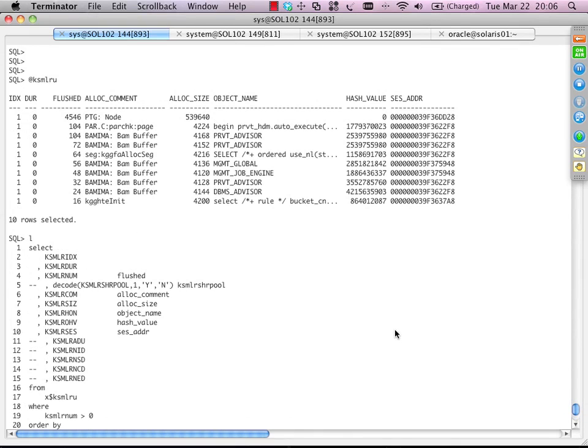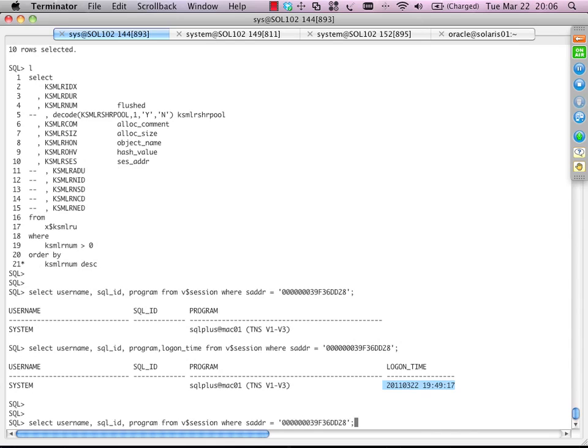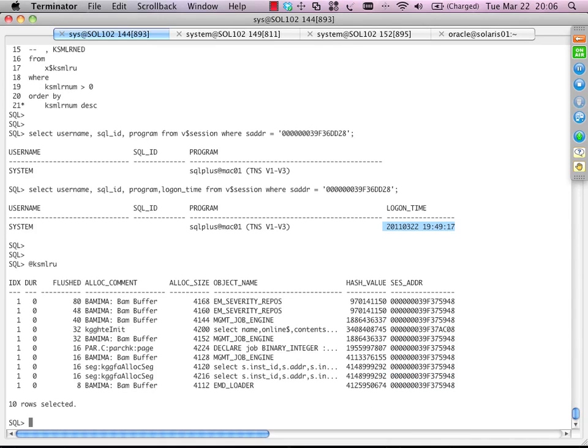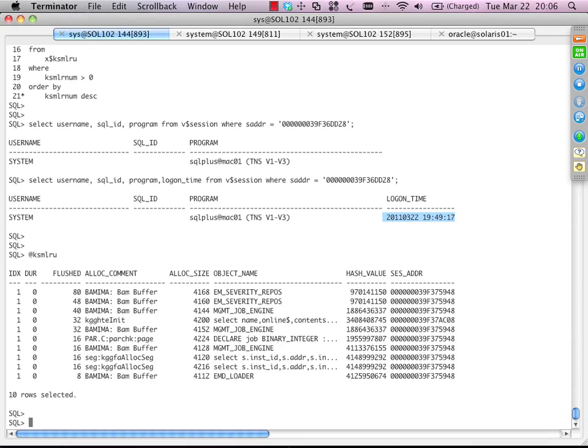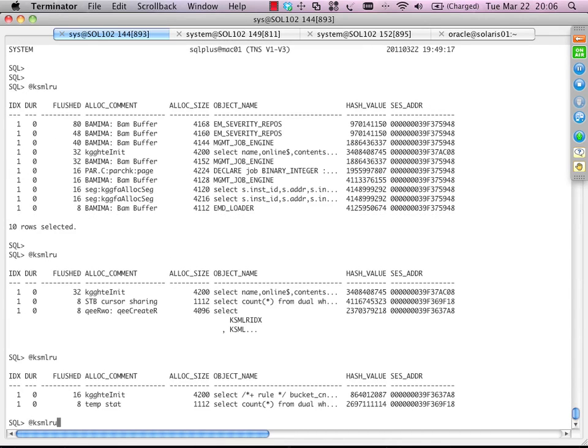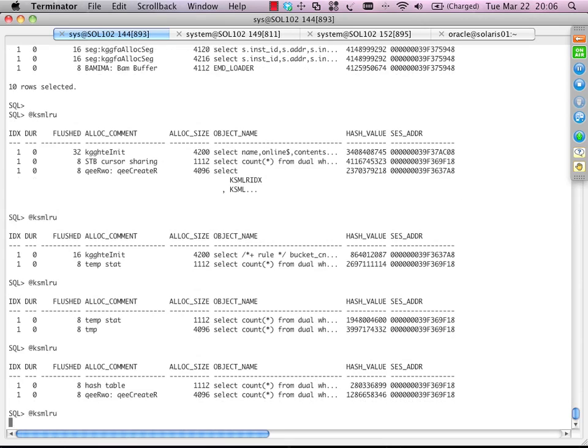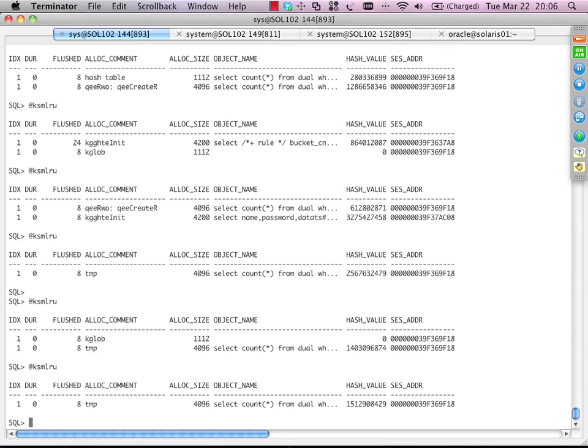All right. And see what's going on. So this script is just a select query, as you see. We select from $KSMLRU. I run it again, and you see its contents change. What Oracle does, so this $KSMLRU is a really fun view. It resets its contents to empty when you query it.